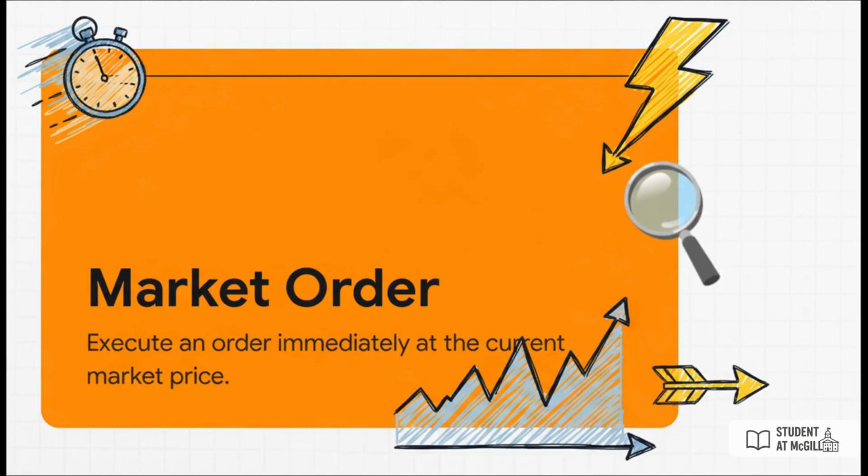When you place a market order, you're telling the world that speed is your number one priority. You're guaranteed to get your shares, but the exact price you pay might be a few cents different from what you just saw on your screen.